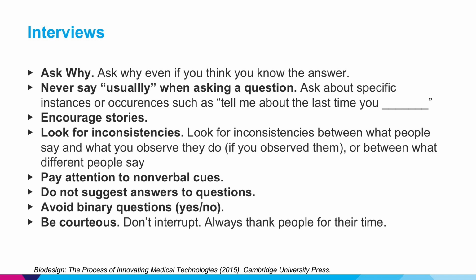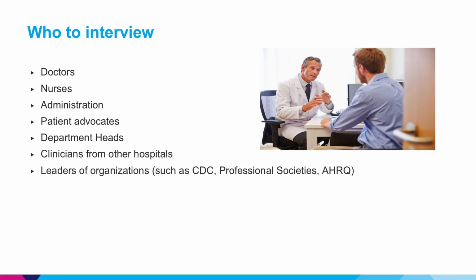Throughout the process of background research and observations, you should have identified several stakeholders to interview. Here are some pointers for interviews. Ask why, never say usually when asking a question. Encourage stories. Look for inconsistencies. Pay attention to nonverbal cues. Do not suggest answers to questions, and avoid binary questions. And remember to be courteous. Don't interrupt, and always thank people for their time. Here's a list of some people you should try to interview during this process.